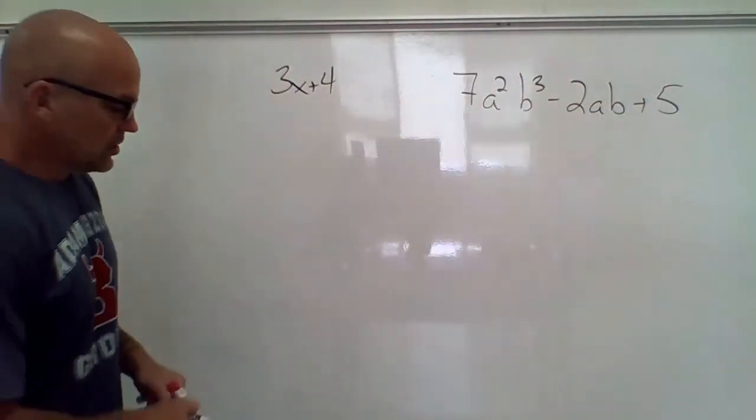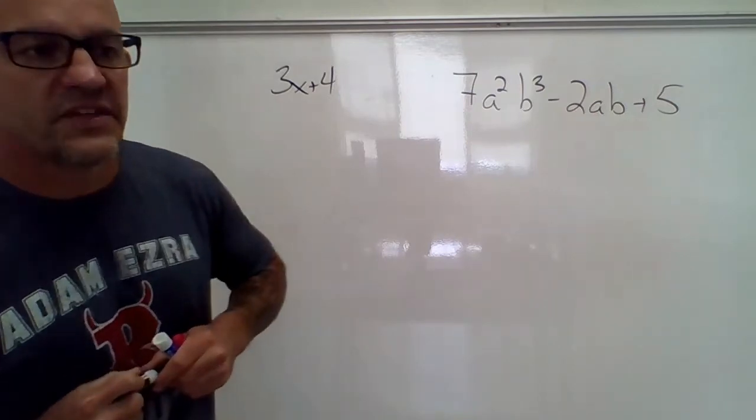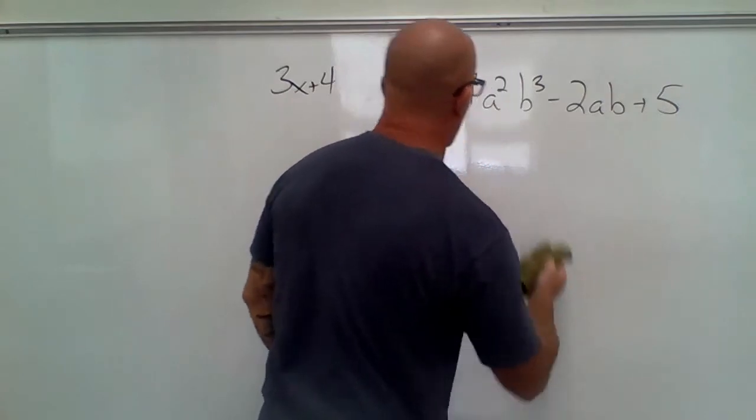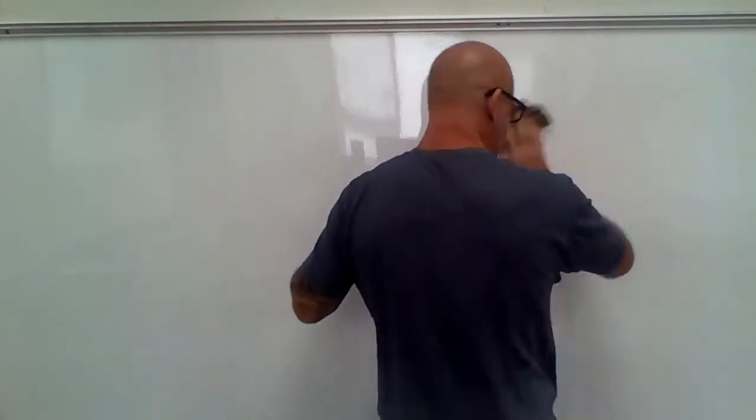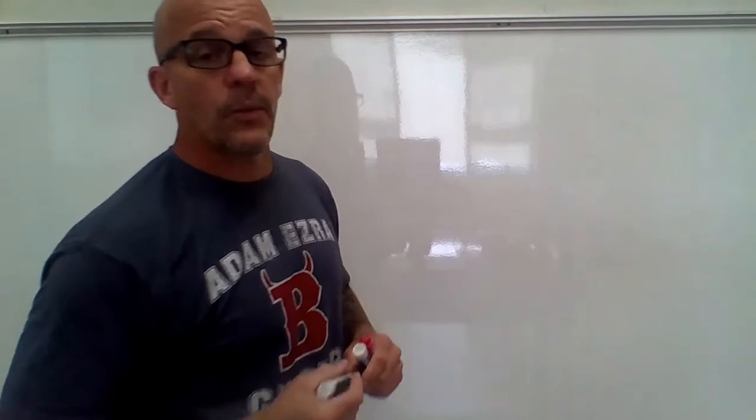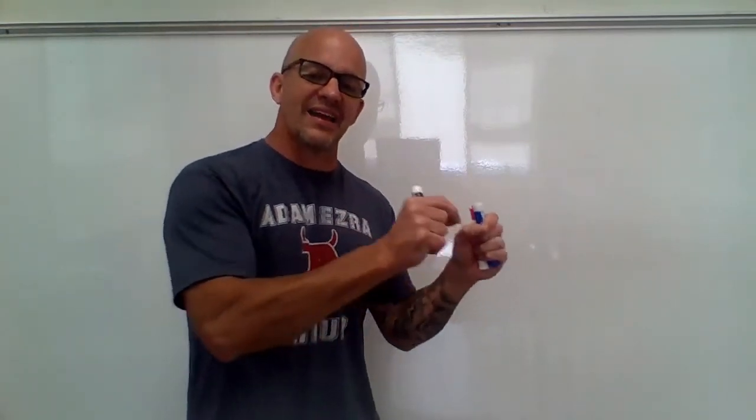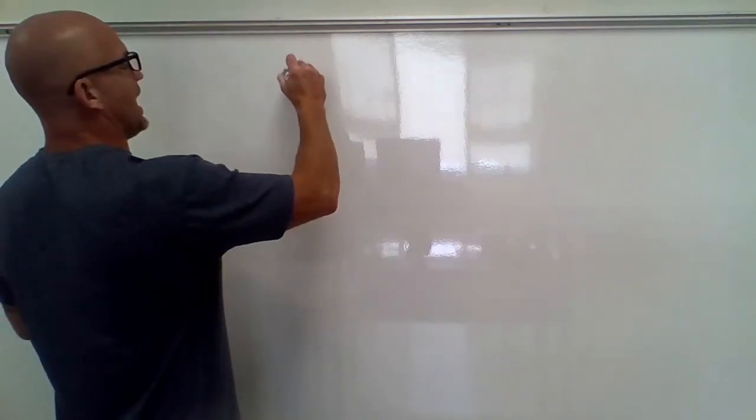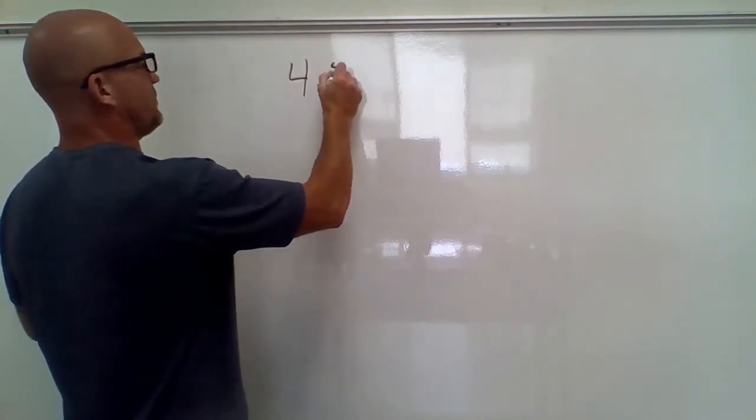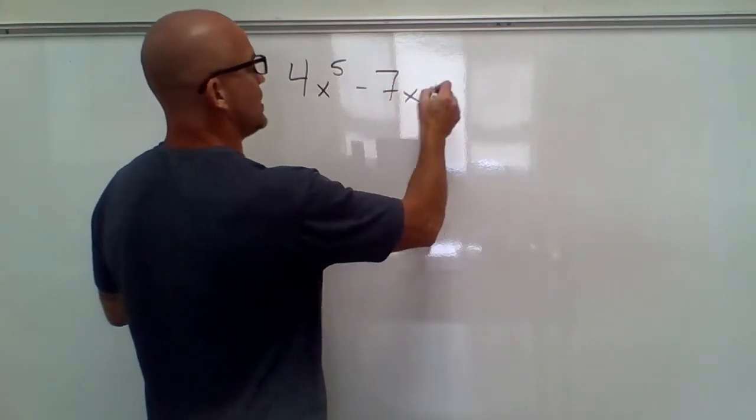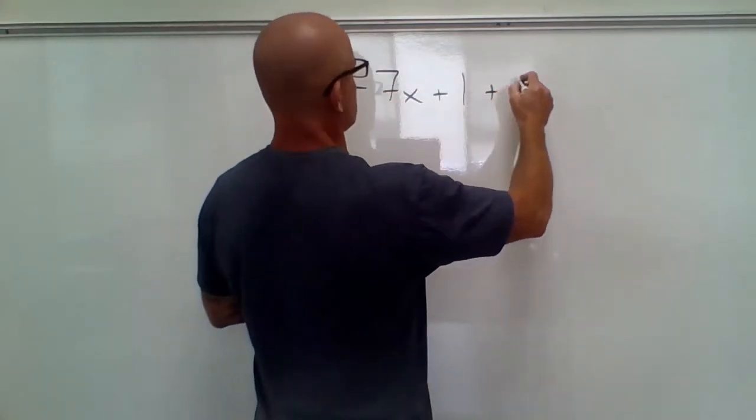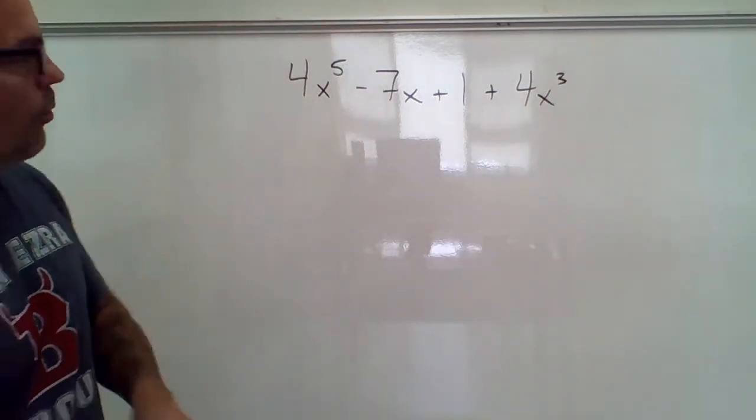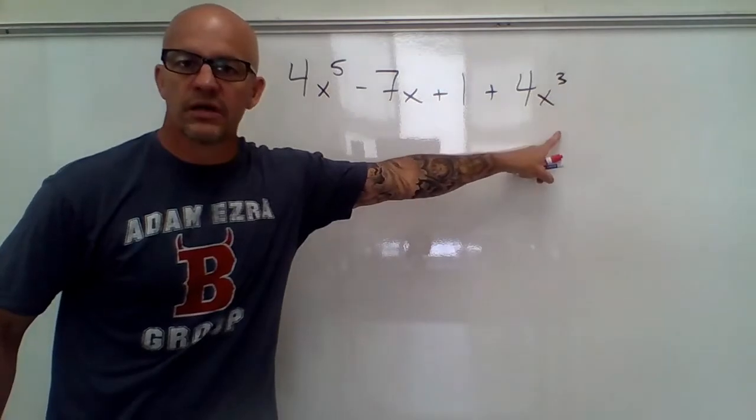That's all it is. So what we're going to do is talk about the standard form and the degree of a polynomial. Standard form and degree go hand in hand. First off, the degree of a polynomial is the degree of its highest term. Let's put something up here like 4x to the 5th minus 7x plus 1 plus 4x cubed. That's a polynomial. Got a whole bunch of terms. 1, 2, 3, 4 terms.